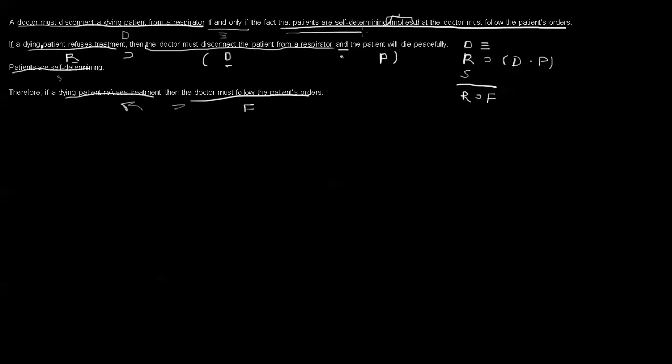If the fact that patients are self-determining implies. So what does the word implies mean? It does mean that every time this is true, since it implies this, this must be true as well. So that fits our conditional statement. So we're going to do this: D is true if and only if S is true, for patients are self-determining, then follow. And this is our argument.